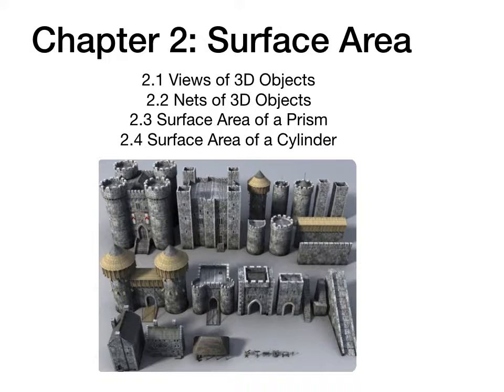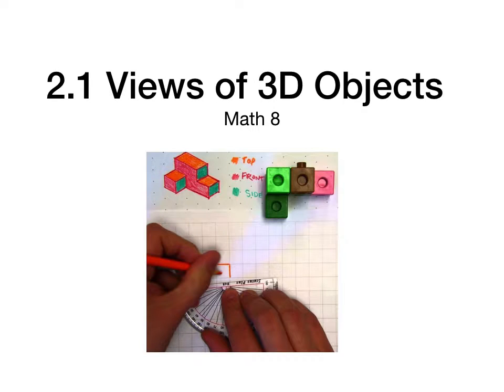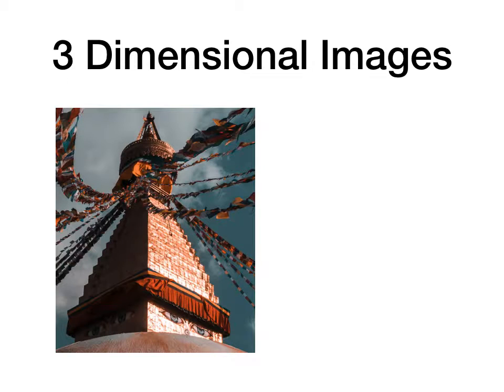And then after that, we're going to be looking at how to create nets to model 3D objects. And then from there we'll be moving on to determining the surface area of a prism, a right prism, and after that determining the surface area of a cylinder. So as I mentioned, today we're going to be looking at the different views that we can take of 3D objects.